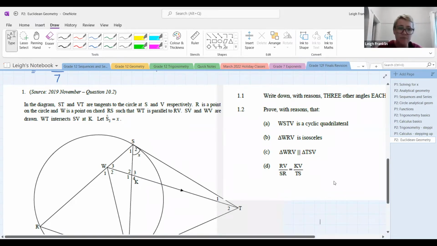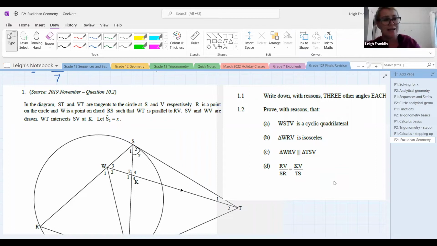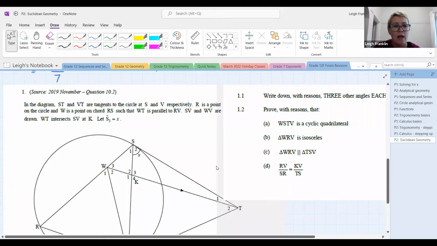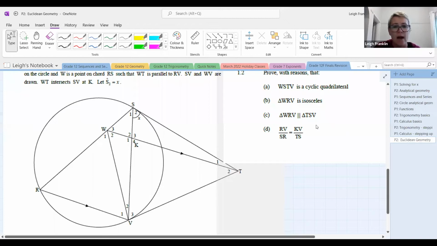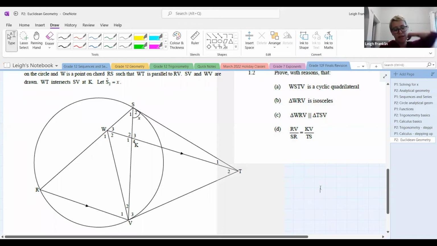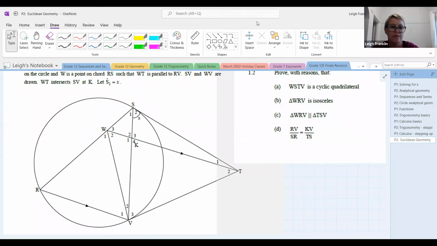Okay, so first things first, with geometry, we always read the question, we look at the questions, we look at how many marks it's out of, because that gives us an idea as to how much working is required. All right, so in the diagram, it says that ST and VT are tangents to the circle at S and V respectively. So what does that mean straight away for us? If T is a common point, what can we say about ST and TV?